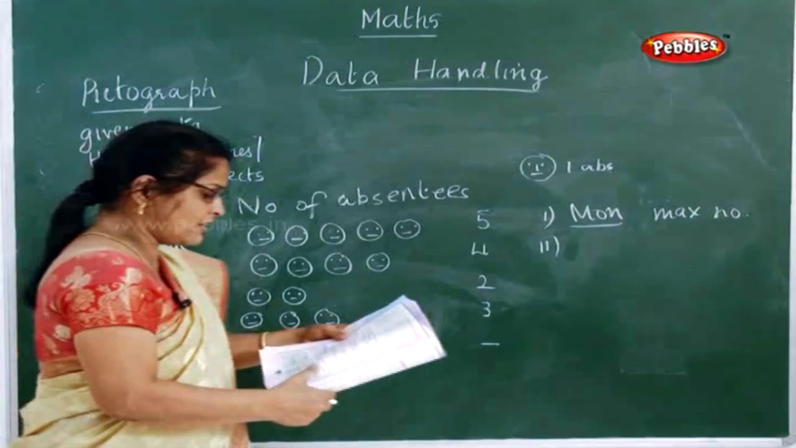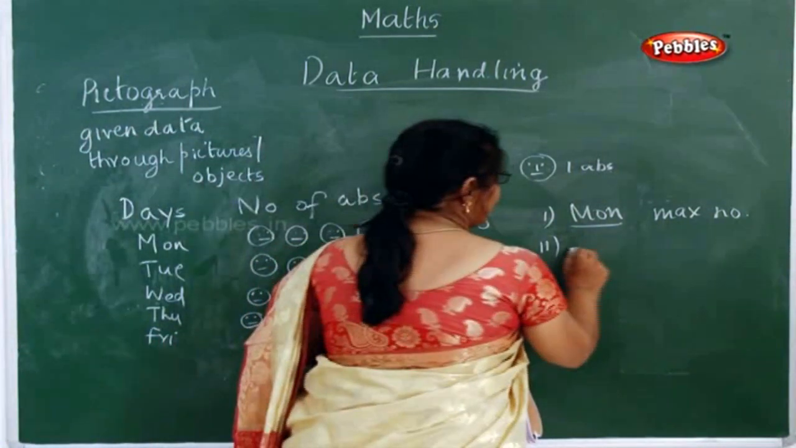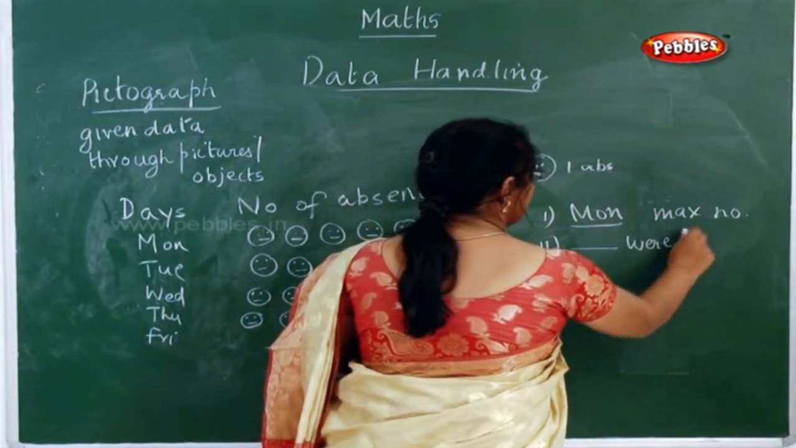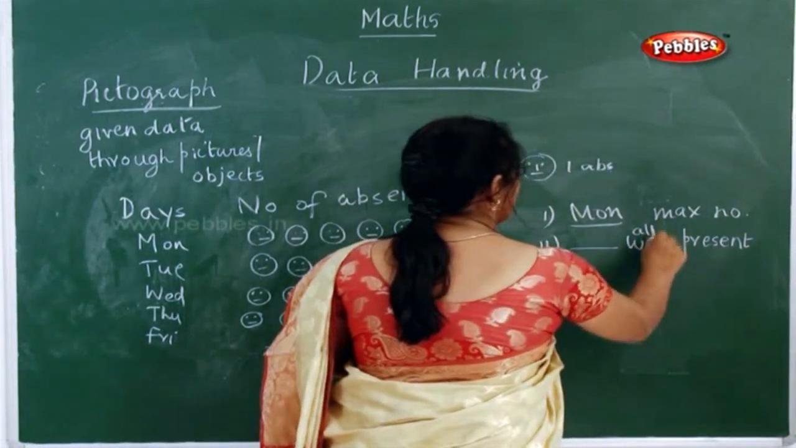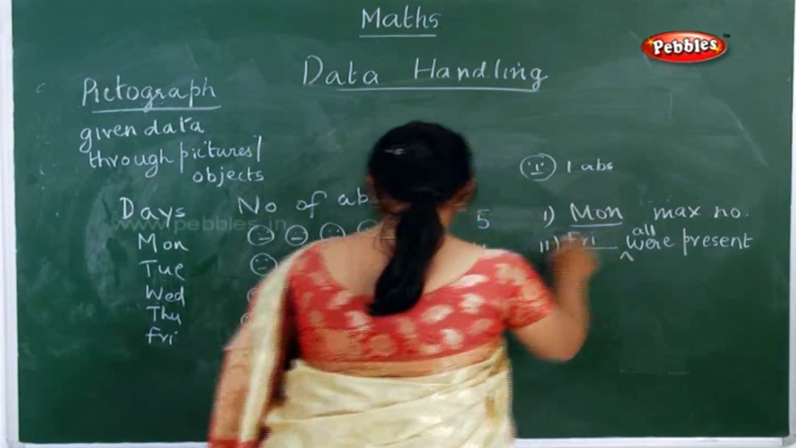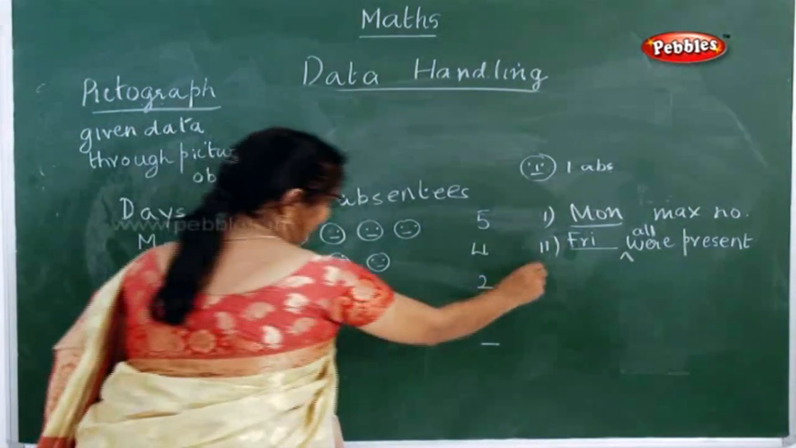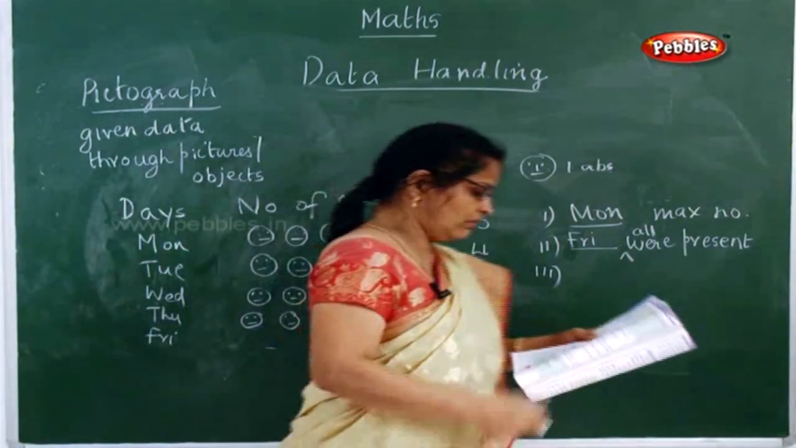What is the question they ask? On which day were all the children present? All were present. It was Friday, because on Friday there were no absentees. So, Friday.